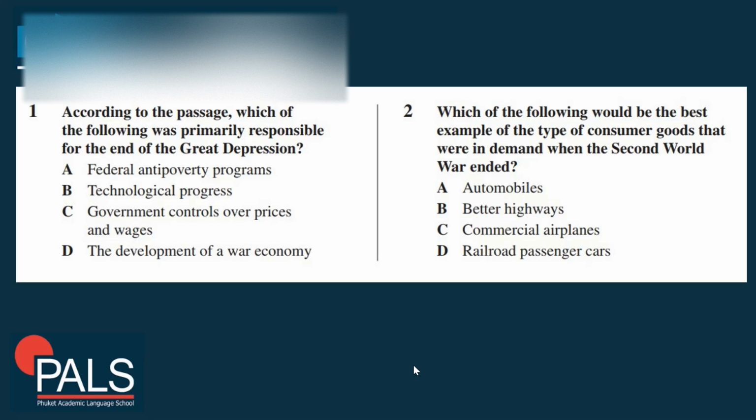Okay, if you've read through A, automobiles, B, better highways, C, commercial airplanes, or D, railroad passenger cars, it should be pretty obvious that A, automobiles are the only consumer good on the list. Highways aren't even a good, they are an infrastructure project. Commercial airplanes are not consumer goods, therefore businesses. Railroad passenger cars would be either for businesses to purchase or government agencies.